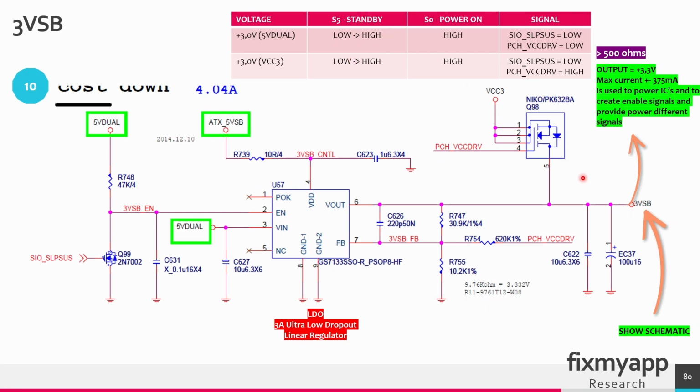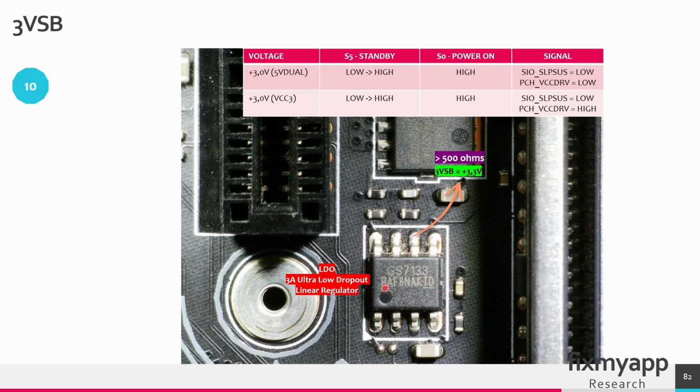In standby mode, this voltage goes from low to high to the 3.3V, and in the power on state, it's still high at 3.3V. This is the voltage regulator chip that will create a 3.3 standby voltage. The resistance on the output is higher than 500 ohms. And this chip is located between those two PCIe slots.